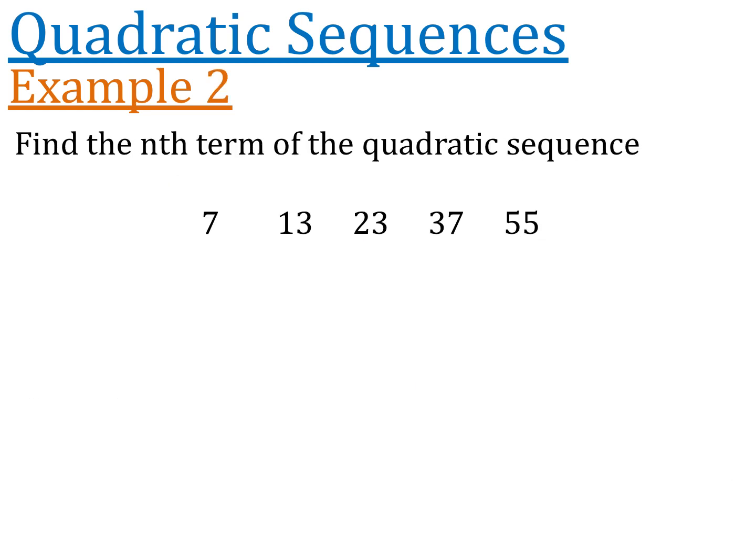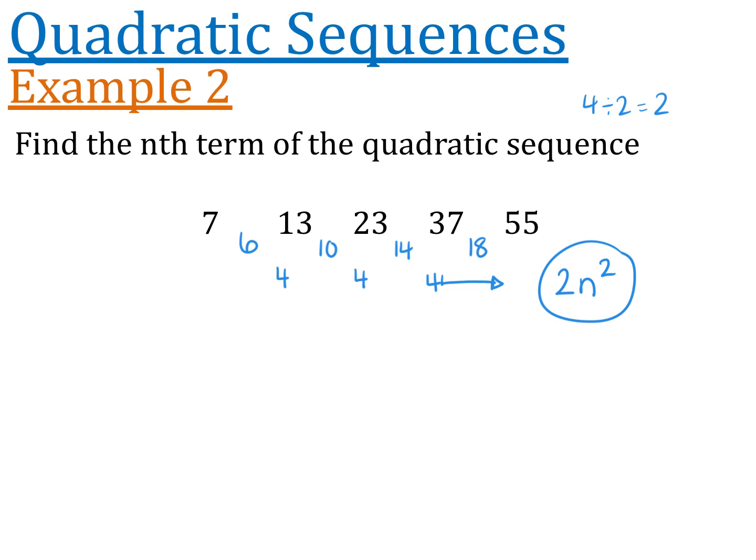All right, so pretty standard. Find the nth term of this quadratic sequence. So we're going to go ahead and find the first and second differences. So from 7 to 13 is 6, 13 to 23 is 10, 23 to 37 is 14, and 37 to 55 is 18. There's our first differences. Now we have to find our second differences. 6 to 10 is 4, 10 to 14 is 4, and 14 to 18 is also 4. So our second difference of 4 divided by 2 is going to give us 2. We are interested in comparing this with 2n squared.